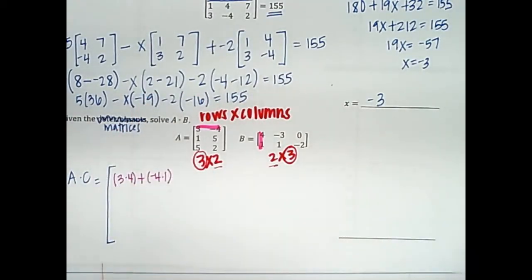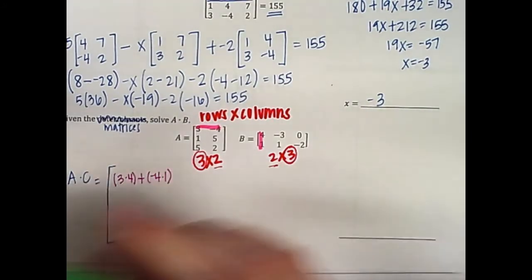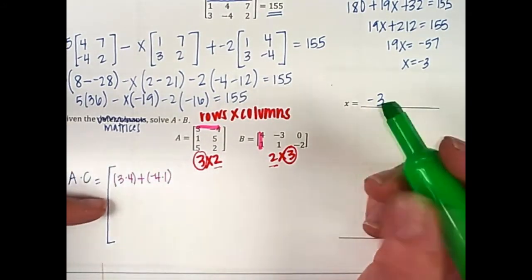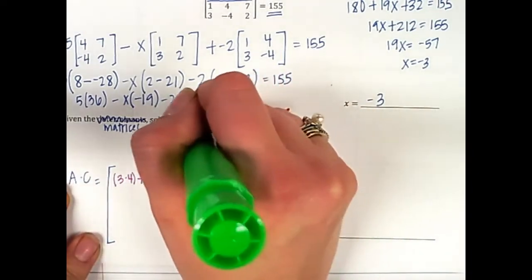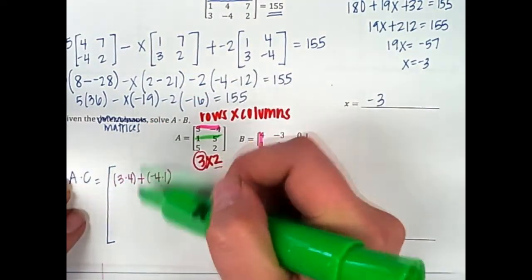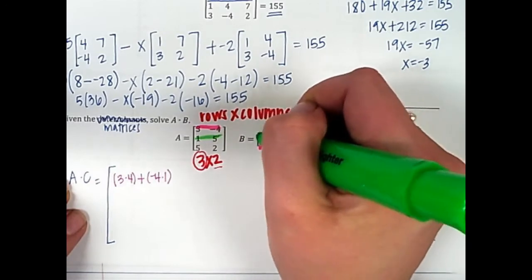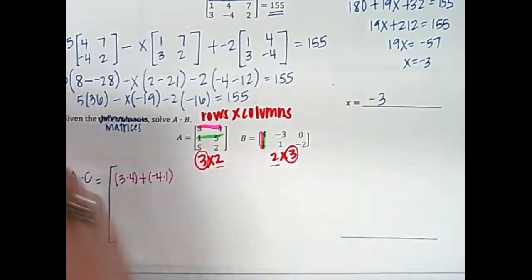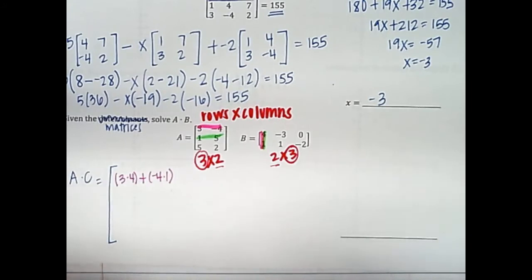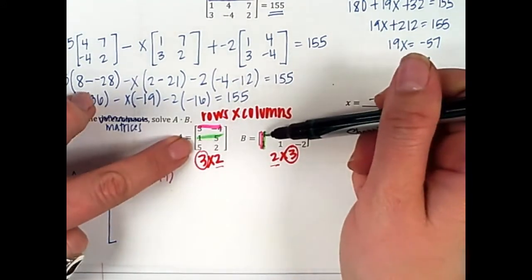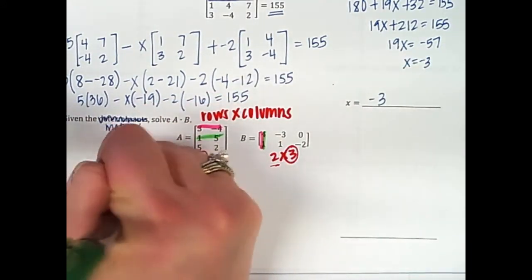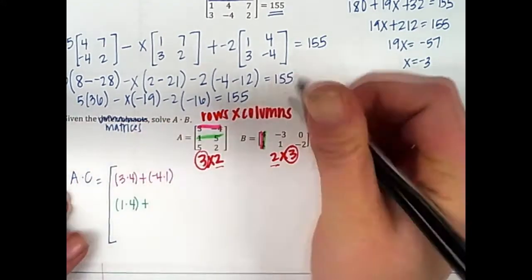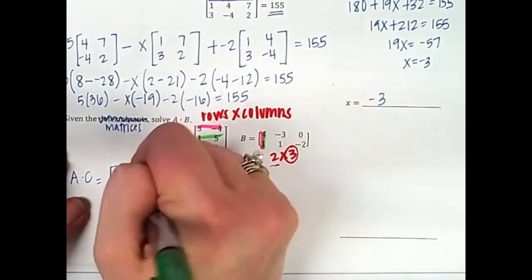Okay, so now I'm going to move down my row. I'm going to stay here and move down my row. So I move down my row here, but I'm staying still in column 1. So that would be 1 times 4 plus 5 times 1.